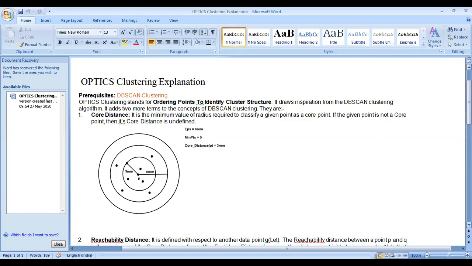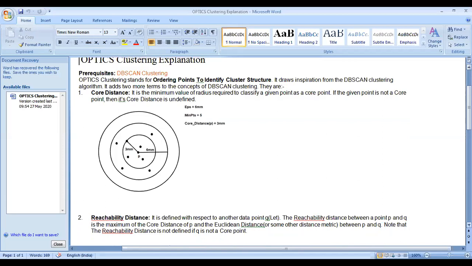Suppose a point does not have the minimum number of points inside the epsilon radius circle, then it would not have any core distance. Only the points that have the minimum number of points or more inside the epsilon radius circle could have the core distance. The core distance is basically the minimum radius which satisfies the min point criteria. That is the point used in OPTICS clustering. It is the reformulation of the previously defined epsilon radius. Now it has been replaced by the core distance.